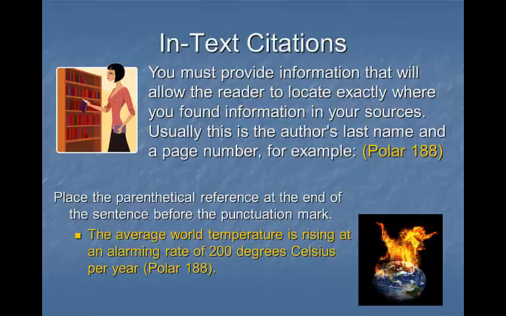Okay, so let's talk about in-text citations, because that's the type of citations that we've not talked about as much yet. You must provide information that will allow the reader to clearly locate exactly where you found information in your sources. For in-text citation, that's usually the author's last name and a page number. Okay, so Polar 188 would be an example.